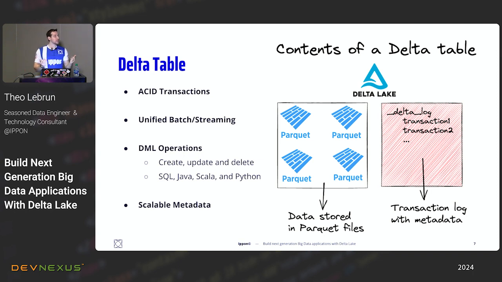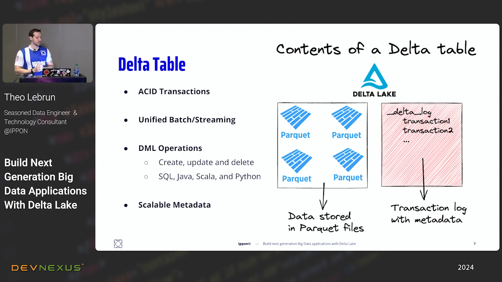So if everything goes fine, when you read your data, you're going to read the transaction log and you're going to know which files contain the data, okay? So you're not going to have an issue with corrupted Parquet files, because the last step is to write in the transaction log. That means the process was successful when you change your table.